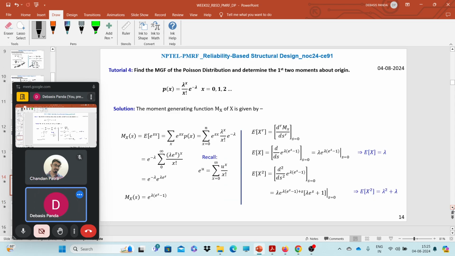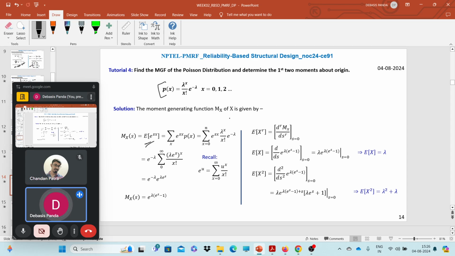Likewise, if we have the Poisson distribution, recall what the probability mass function for that Poisson distribution was. This is nothing but lambda to the power x factorial e to the power minus lambda. That means your Poisson distribution has only one parameter, and that is lambda. So if we want to find out the moment generating function for the Poisson distribution, what do we need to do?